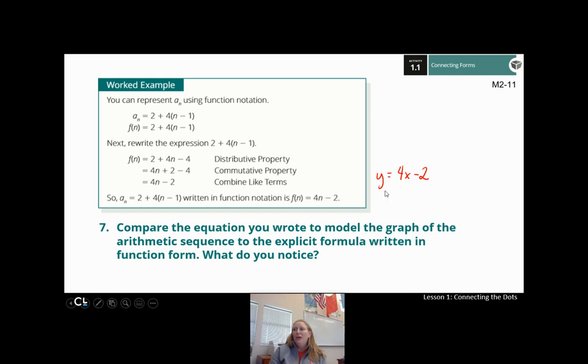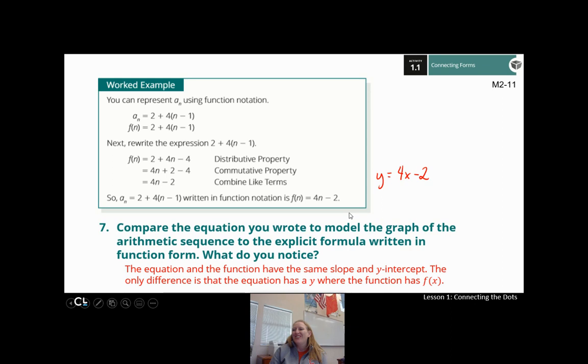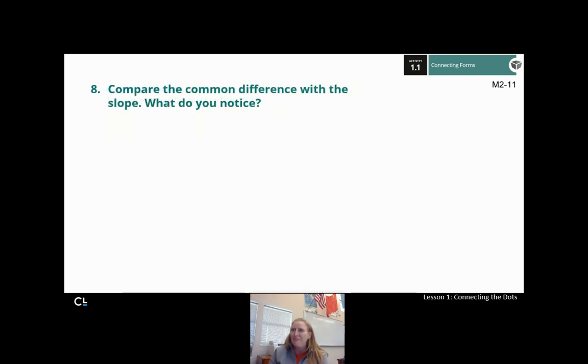I don't know about you, but I noticed they're almost exactly the same. There are some differences, but they have the same slope. They have the same y-intercept. The only difference is that instead of a y, we have an f of n or an f of x sitting over here. So it's a tiny bit different, but really, we're just using x's instead of n's, and we're using f's instead of y's. But it really is the same equation. It's not your imagination. It's the same stuff.